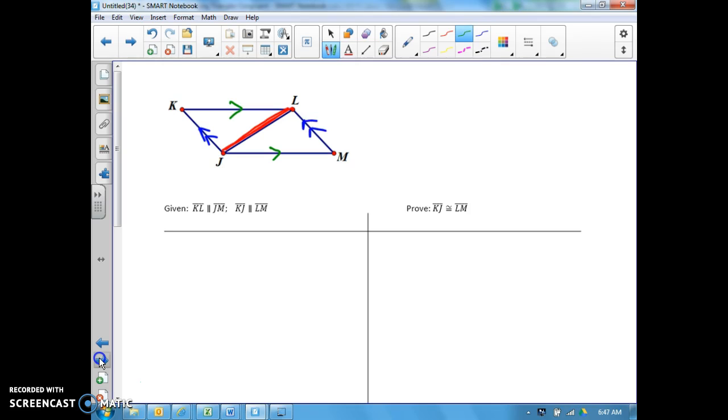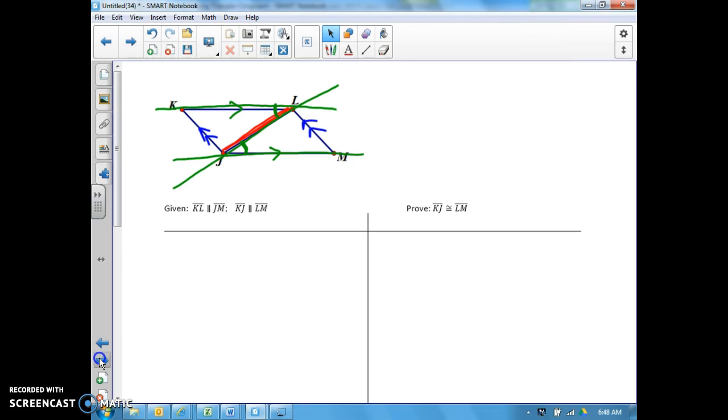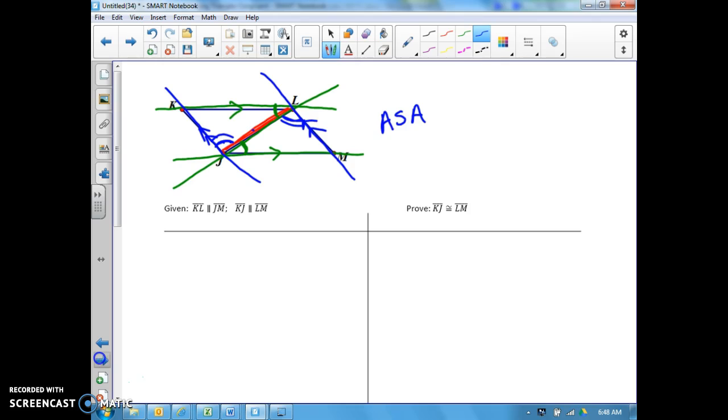So looking at this, I know I'm going to end up using some of my parallel line theorems to make this work. Specifically, I'm thinking alternate interior angles, because if we were to extend these lines right here, I would be able to say that this angle is congruent to this angle by the alternate interior angle theorem. And here, if I extend my blue lines, I'd be able to say that this angle is congruent to this angle by the alternate interior angles theorem. And so I think we're heading towards ASA, angle, side, angle, to prove the triangles are congruent.